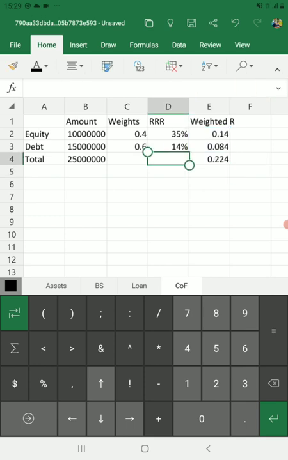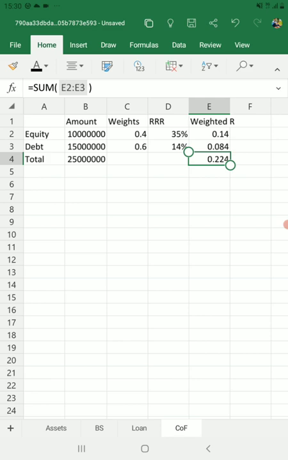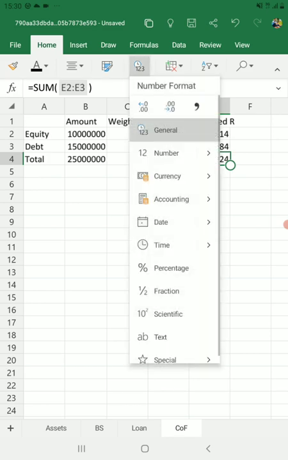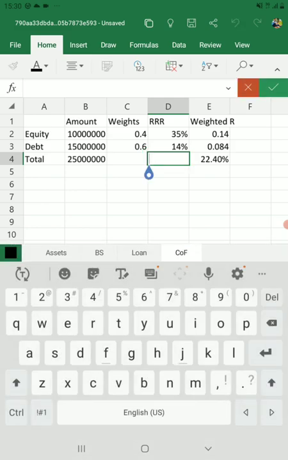Press enter. So this is our, let me put it in percentage first, sorry. Let me go here on top and choose percent. So this is our weighted average cost of capital, WACC, okay? So this is the cost of capital we are going to use to evaluate our projected future cash flows, as a discounting factor, to discount them to present values.